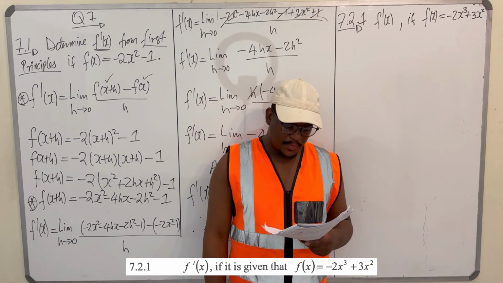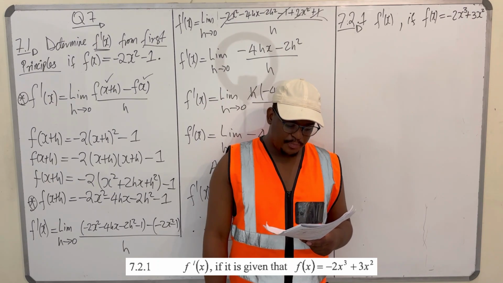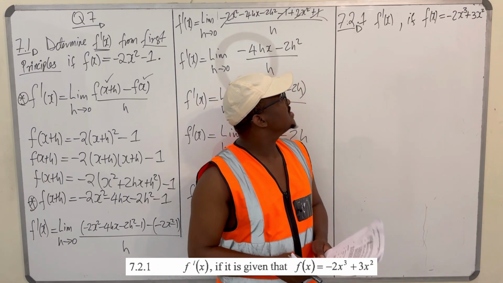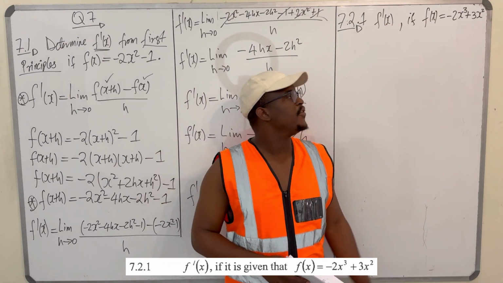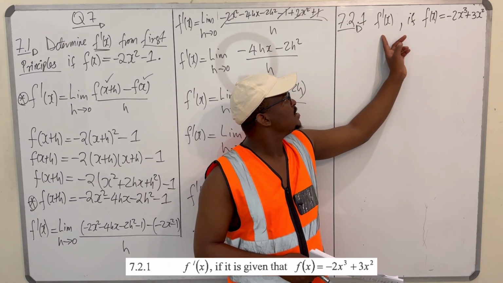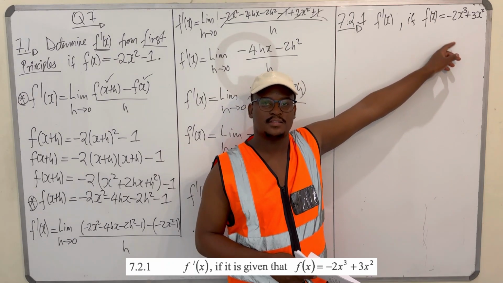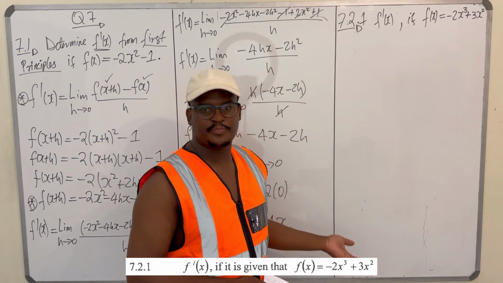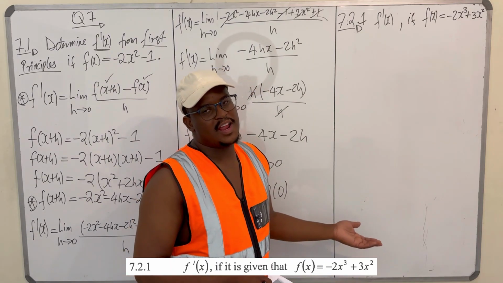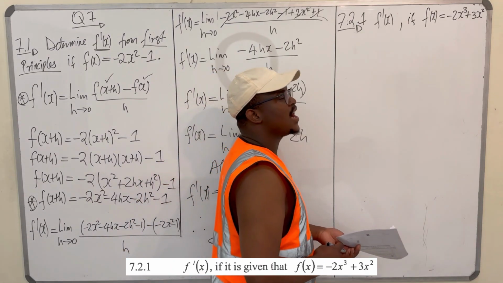7.2, they are saying determine f prime of x if it is given that f of x is that. So they want to find the derivative of f, right? If it is given that f of x is that. So they don't want that from first principles, just differentiate. You don't have to use first principles. You can, but you don't have to. So we just differentiate normally.